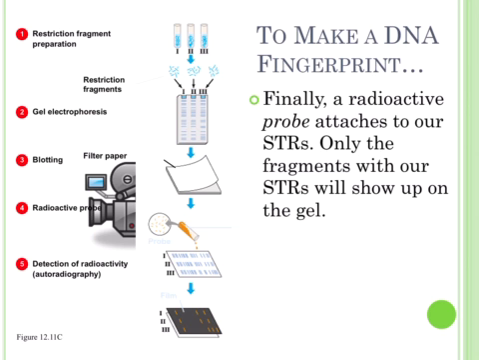To make a DNA fingerprint, I finally attach radioactive probes to our short tandem repeats, and that way only the ones with the STRs will show up on the gel. You can do something that glows under UV light. Or if it's radioactive, you can expose it to a certain type of film, and it will actually be able to detect it.